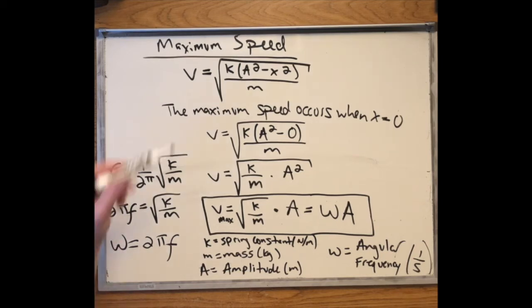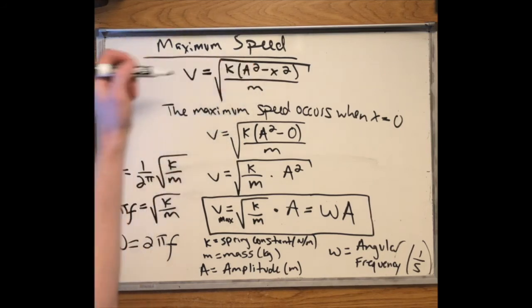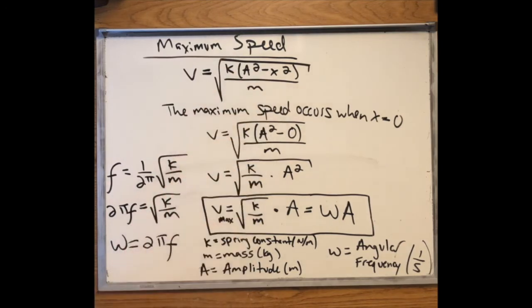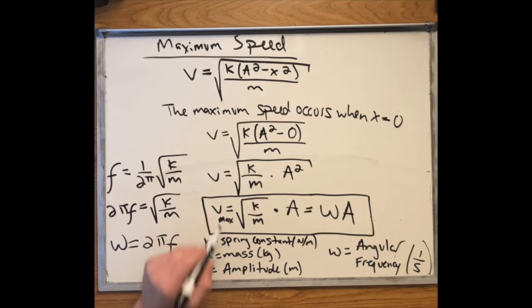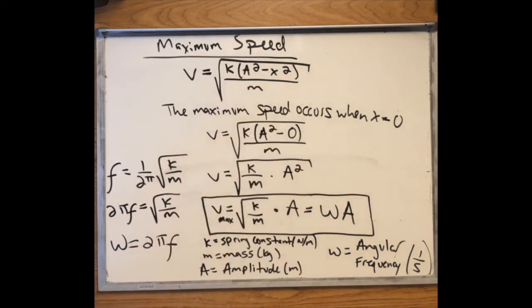So that's it. The speed of a simple harmonic oscillator is a function of the position. When the position x, the distance from the equilibrium position, is 0, that's when the oscillator has its biggest speed, its maximum speed. And when x is equal to the amplitude, then the speed is 0.